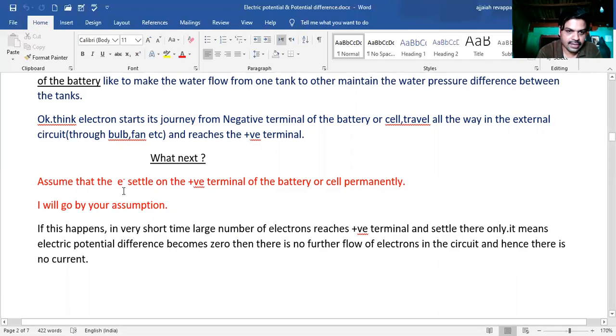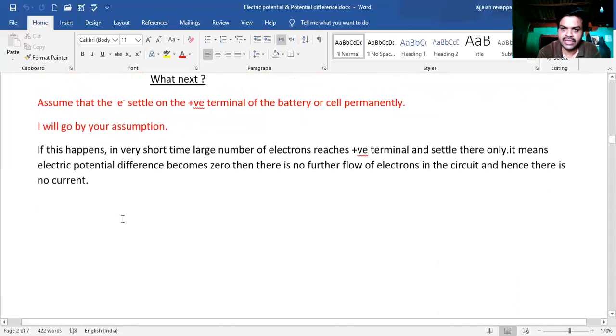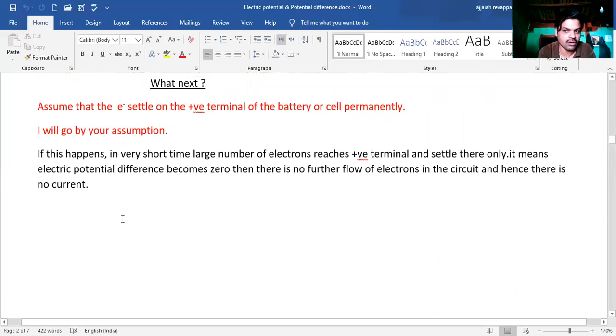Assume that this electron which has reached the positive terminal of the battery settles on the positive plate of the battery or electric cell permanently. We'll take this assumption and check whether it is right or wrong. If suppose the electron which has reached the positive plate settles there permanently, what happens in a very short time?